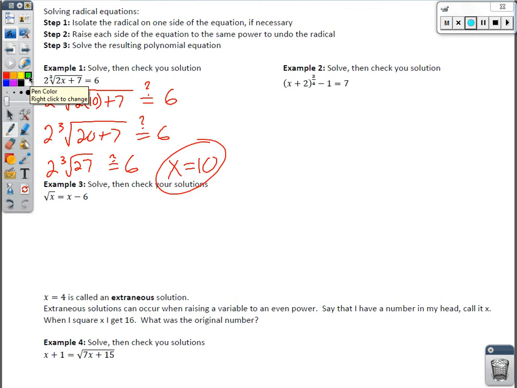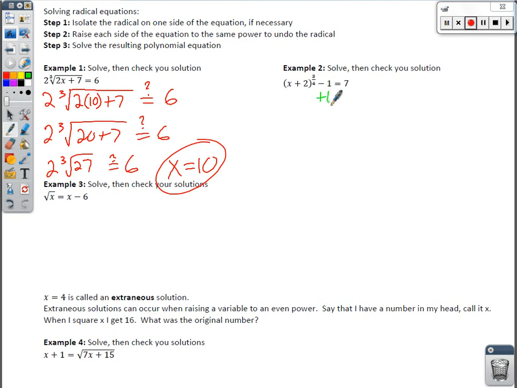Now this one has something to the 3/4 power. That is a radical. So remember that when you have a fractional exponent, the denominator, the bottom of the fraction, tells you the index of the root. So we could rewrite this as the 4th root of x plus 2 raised to the 3rd power. However, it's going to be fairly simple to take care of it just as it is. So we don't need to change it into a radical. You can if you want, but you don't need to.